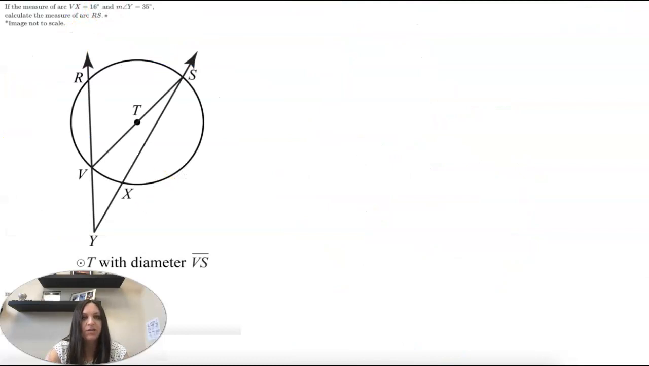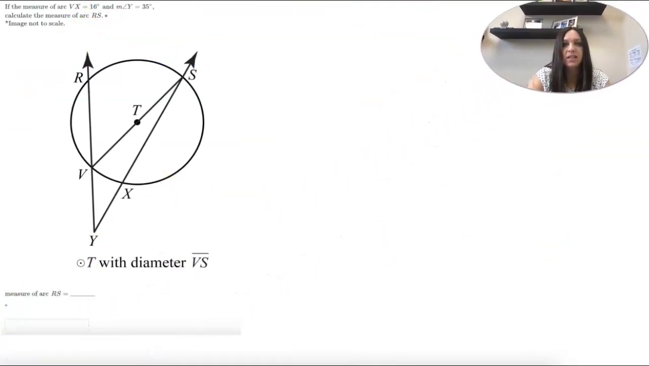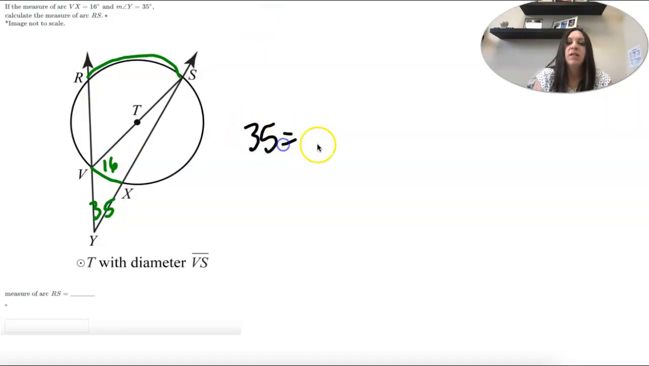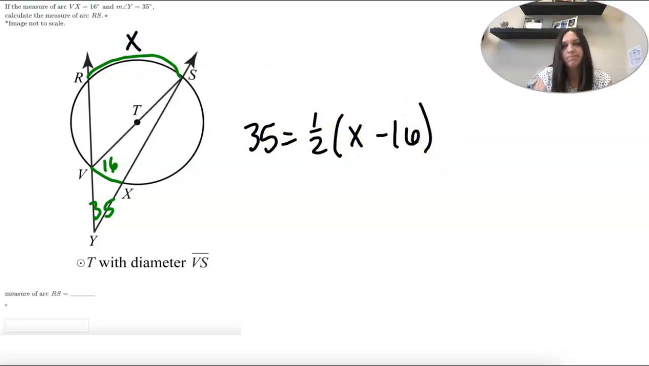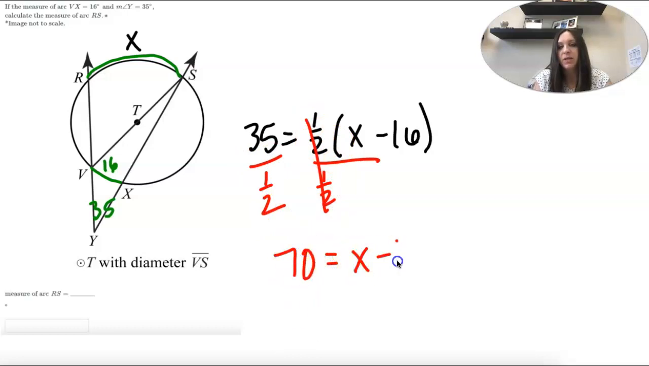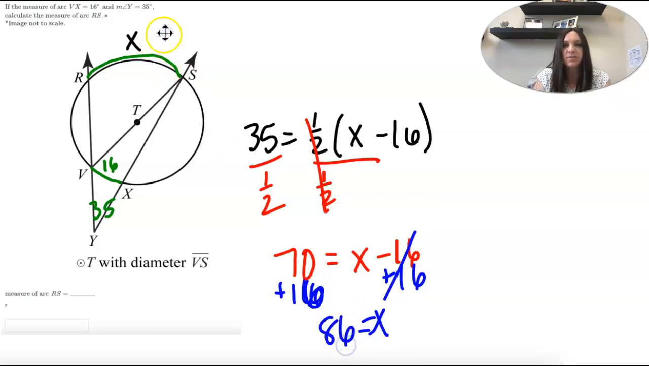Okay, the measure of arc VX is 16 degrees. And the measure of the angle is 35. Calculate the measure of RS. We have just been doing a lot of these. So it's the angle that equals 1/2 larger arc minus smaller arc. So I'm going to divide both sides by 1/2 to get rid of the fraction. 70 equals x minus 16. Add the 16 to both sides. Oops. X equals 86.